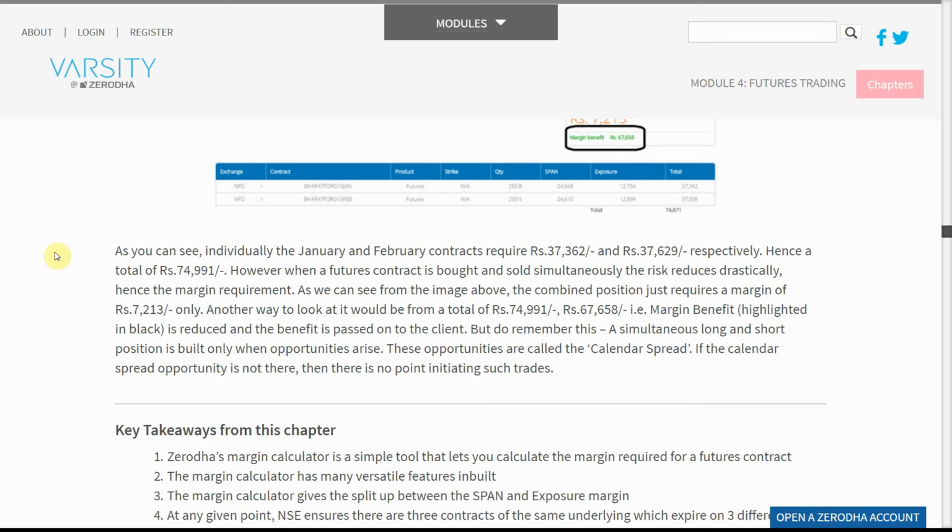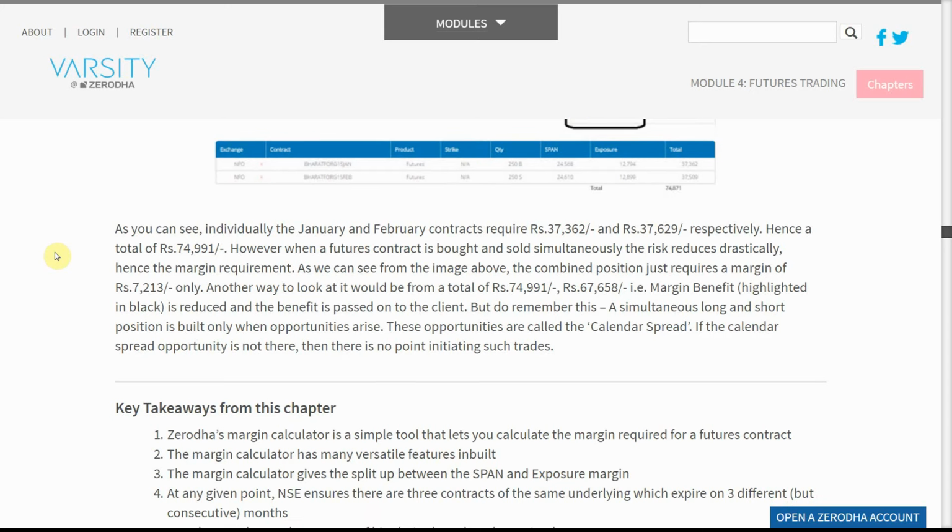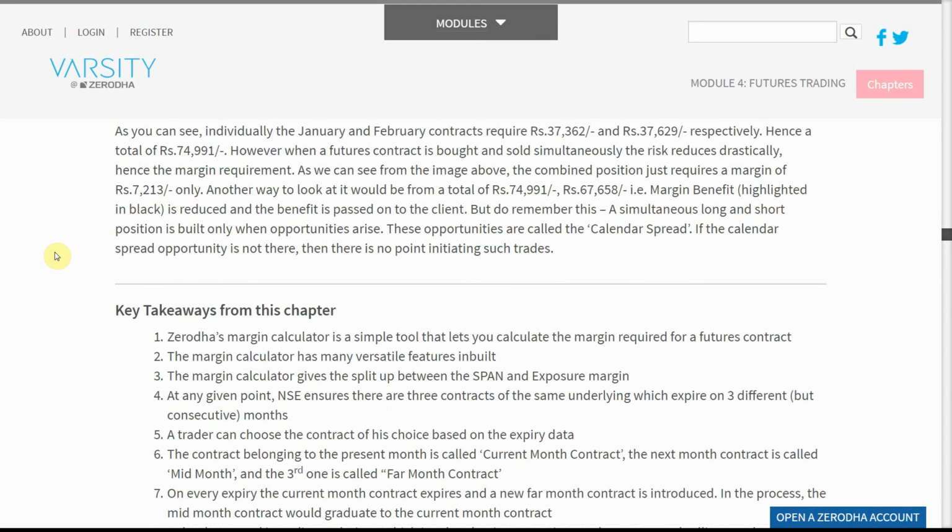But do remember this, a simultaneous long and short position is built only when opportunities arise. These opportunities are called the calendar spread. If the calendar spread opportunity is not there, then there is no point initiating such trades.